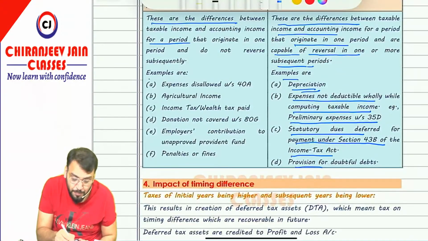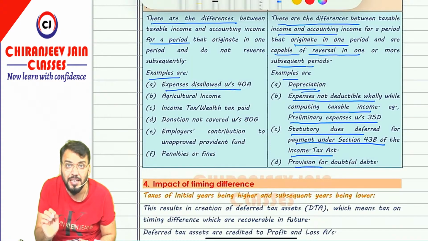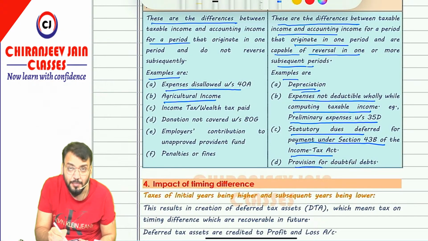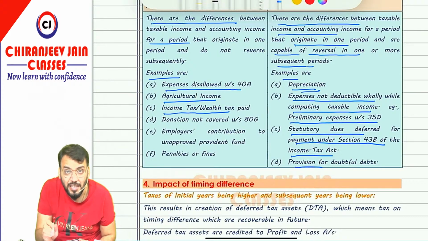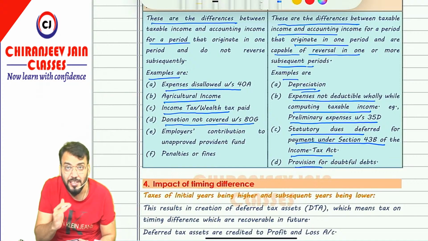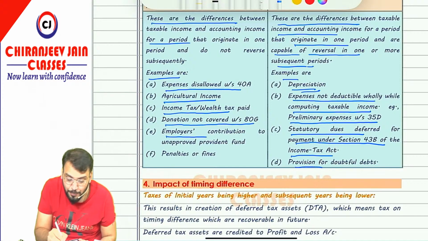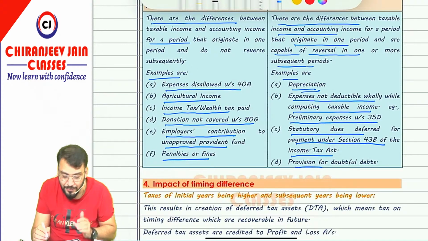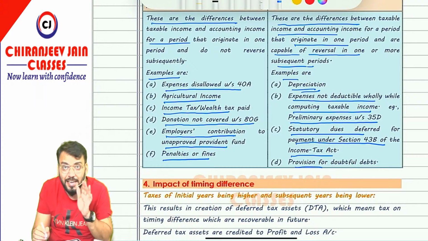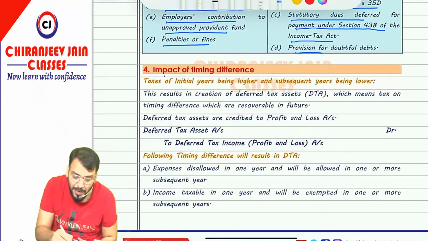Now, examples of permanent difference are what? Expenses disallowed under section 40A permanently. Agriculture income exempted permanently. Income tax or wealth tax paid is disallowed permanently. Donation not covered under section 80G will be disallowed permanently. Employer contribution to unapproved provident fund is disallowed permanently. Penalties or fines are disallowed permanently. So these are some examples of permanent difference. On these we are not going to create any deferred tax.